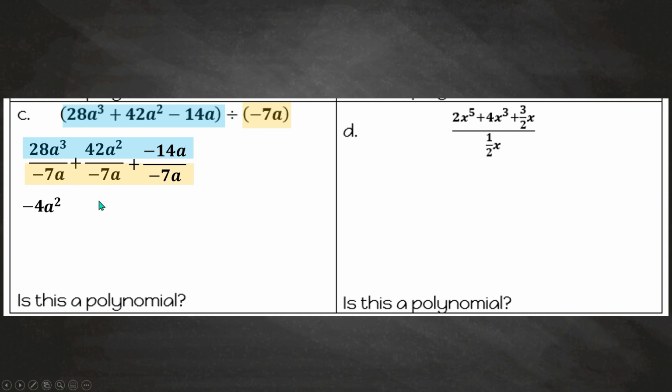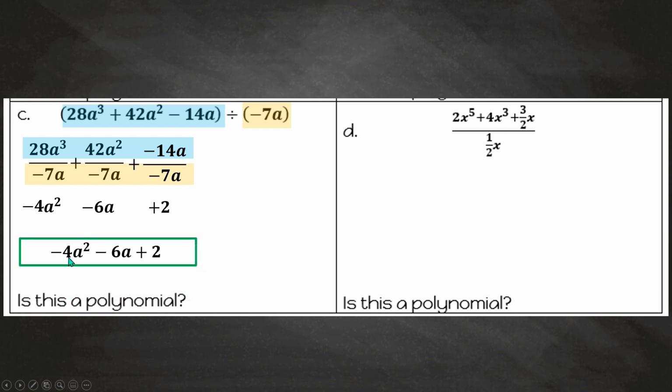42 divided by negative 7 is negative 6, and a squared divided by a is a. Negative 14 divided by negative 7, I get a positive 2. Here, my a's will cancel out. So my final answer is negative 4a squared minus 6a plus 2. Is this a polynomial? Yes. I do not have a negative exponent, and I do not have a variable in the denominator of a fraction.